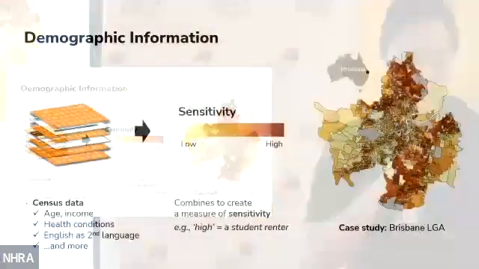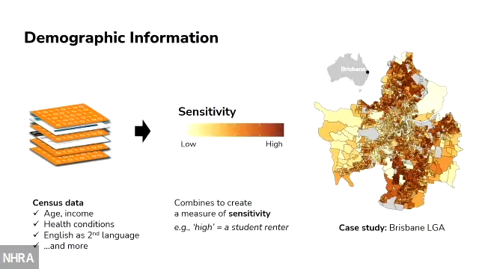The next component is demographic information, which captures the innate characteristics of the population. This gives us an indication of which areas are more or less sensitive to a flood event based on population demographics. So here we've used the most recent census data from 2021 at the statistical area level 1. And these population metrics combine to create a measure of sensitivity. So a student who's also a renter might be more sensitive in a flood event.